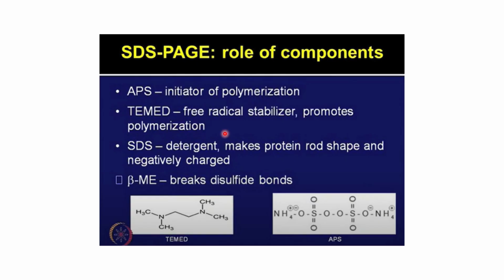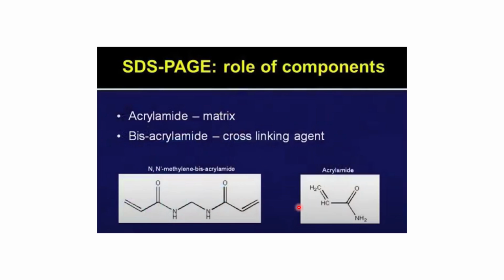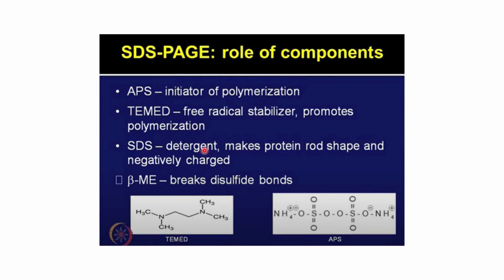polyacrylamide, but that happens only with the help of APS and TEMED. APS is the initiator of that polymerization. They both will bind together and make the whole chain out of it, polyacrylamide, with the help of APS, that is the initiator of polymerization. And TEMED is the one which promotes the polymerization with the help of a free radical stabilizer. So with the help of TEMED and APS, polyacrylamide is made.